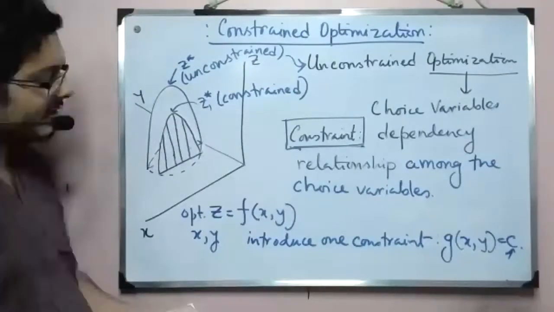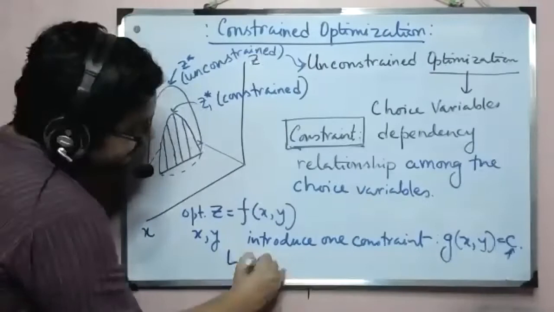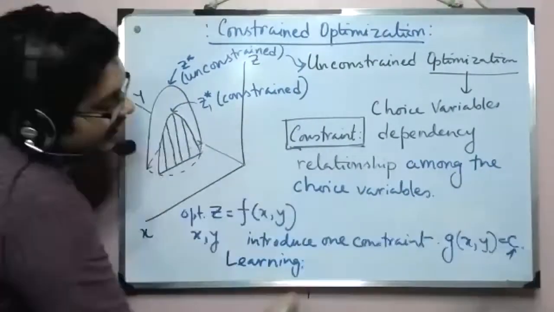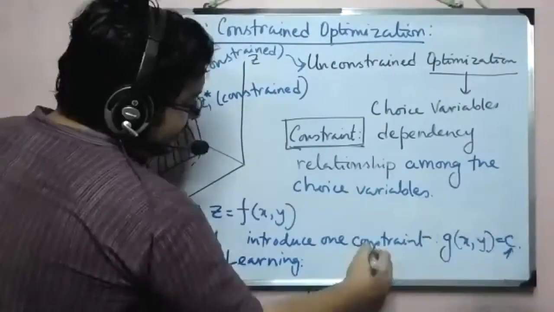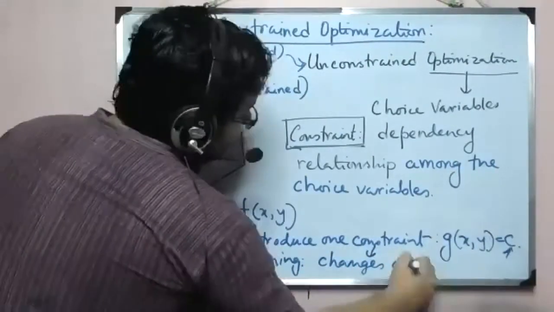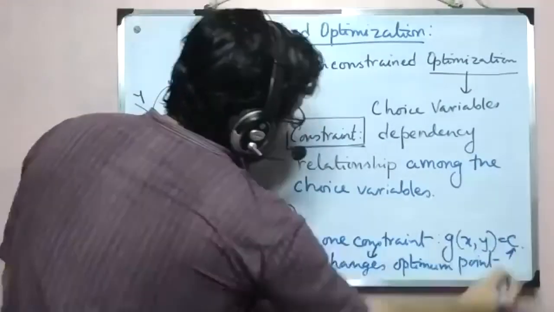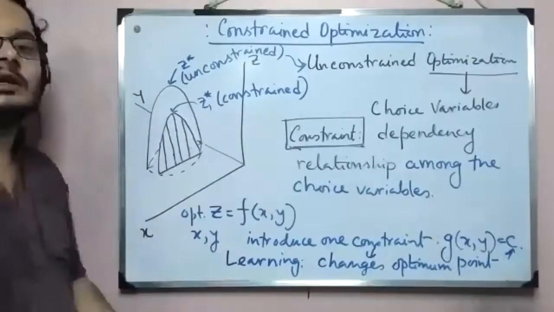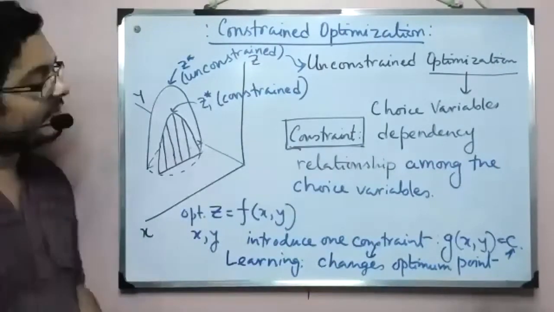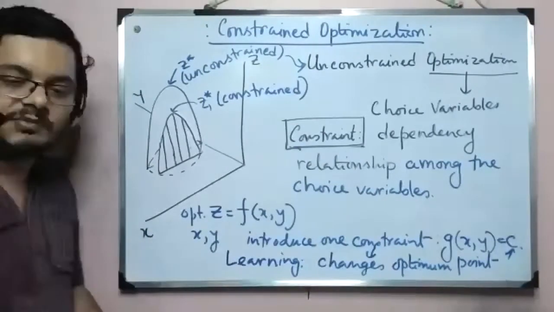So what is the important message here? What is the learning? The learning is basically this, that this constraint changes the optimum point. That is the learning, and through the diagram, you can get the visual idea of it. And obviously, because it changes the optimum, we are studying constraint optimization.